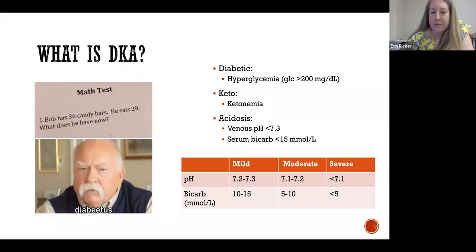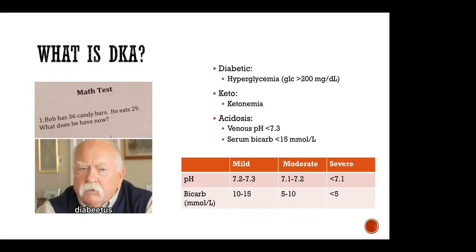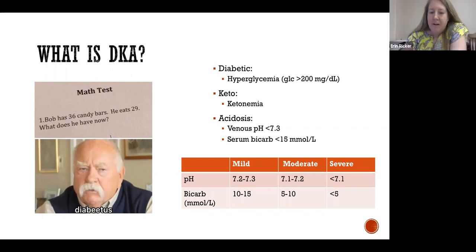And finally, acidosis. And this is confirmed with either a venous pH of less than 7.3 or a serum bicarb of less than 15. We further can divide our DKA into mild, moderate, and severe. So those in mild DKA will usually have a pH of about 7.2 to 7.3. Bicarb tends to be 10 to 15. In moderate, we'll see pHs of 7.1 to 7.2 with bicarbs of 5 to 10. And in severe, they'll present with pHs less than 7.1 and bicarb of less than 5.